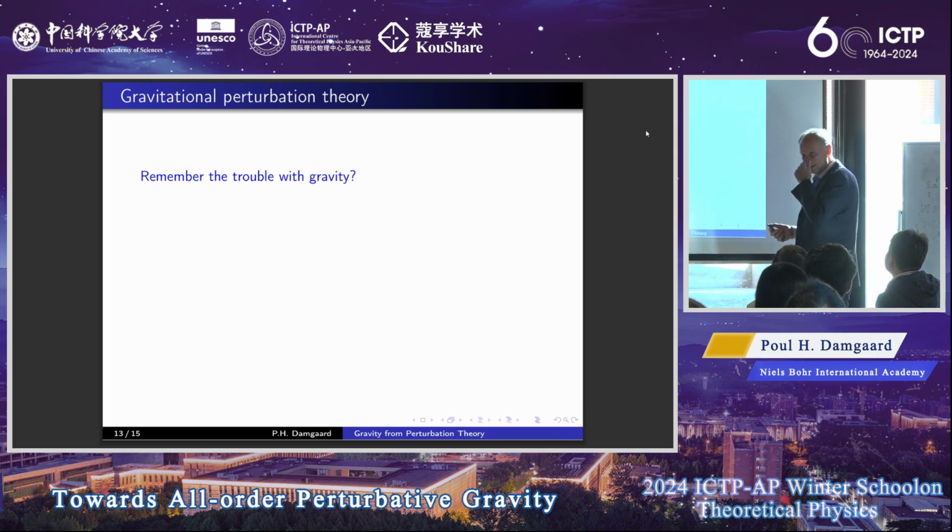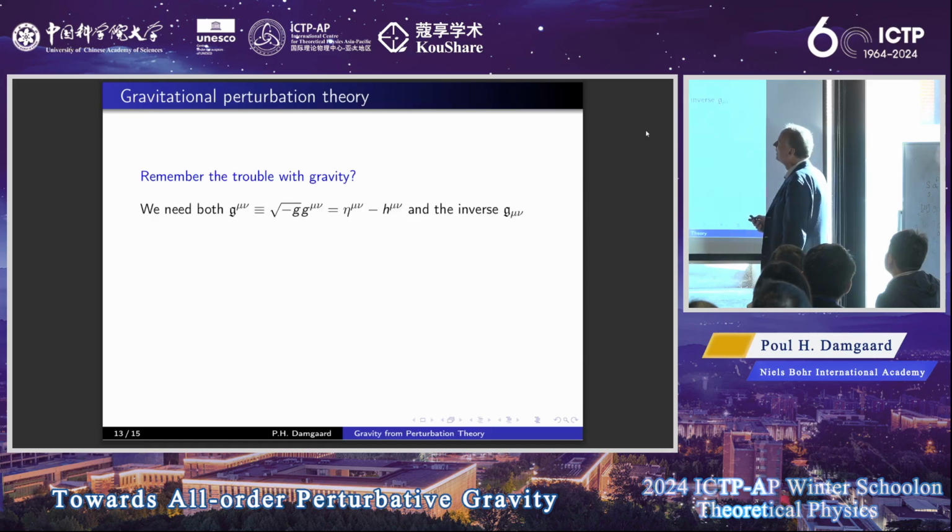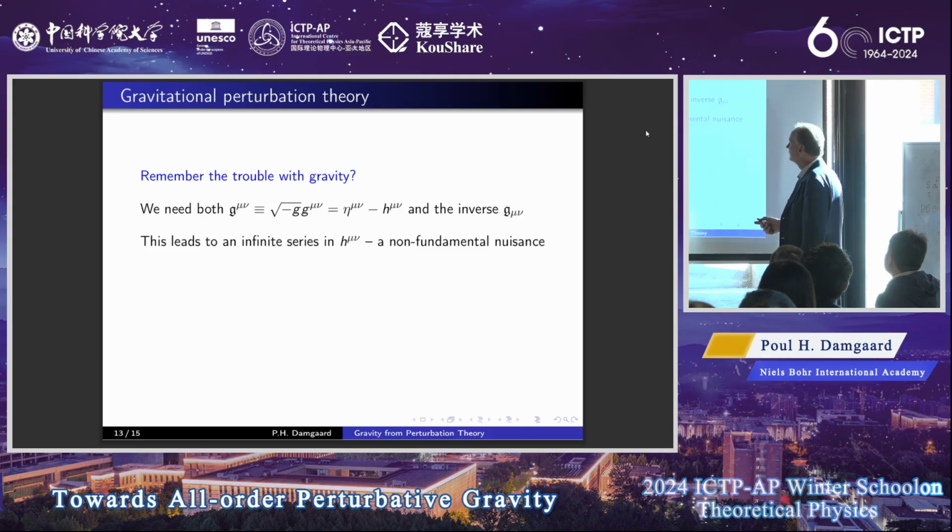And let's see how we can get around that, because otherwise we will get tired. We can calculate to g cubed, next g to the 4, but we want to go all the way out to infinity. How are we going to do it to infinity? Well, there is a trick. So again, we need both the metric defined now in this way, this Landau-Lifshitz type notation, but we also need its inverse, the actual, you can call it Landau-Lifshitz metric. And this leads to this infinite series named h mu nu. I call that a non-fundamental nuisance. It's an annoyance.